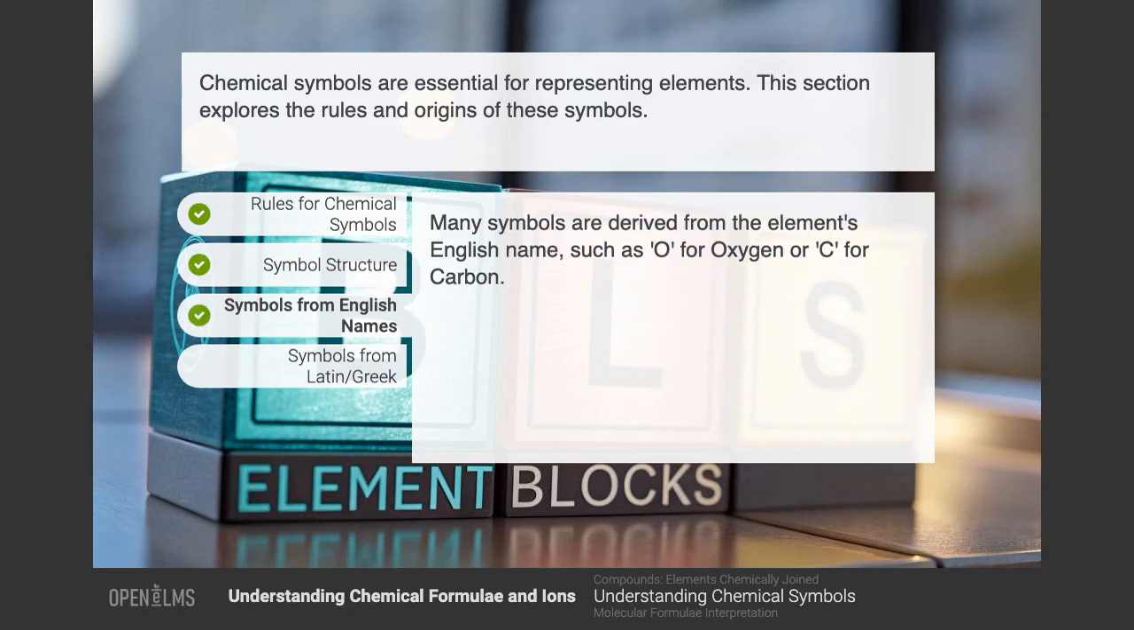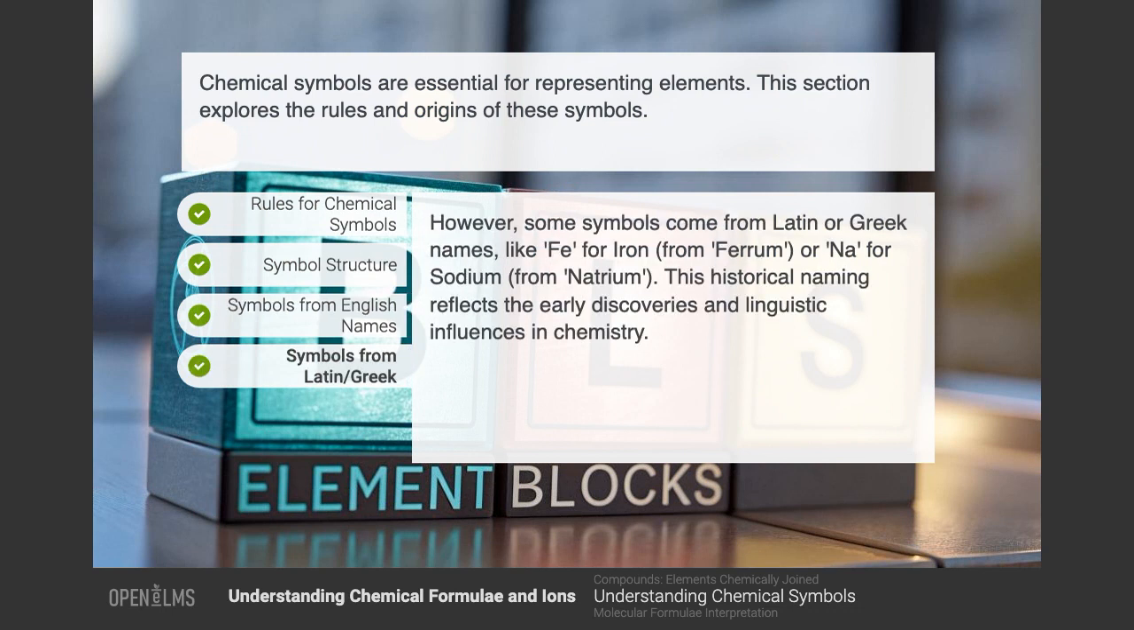Many symbols are derived from the element's English name, such as O for oxygen or C for carbon. However, some symbols come from Latin or Greek names, like Fe for iron, from ferrum, or Na for sodium, from natrium. This historical naming reflects the early discoveries and linguistic influences in chemistry.